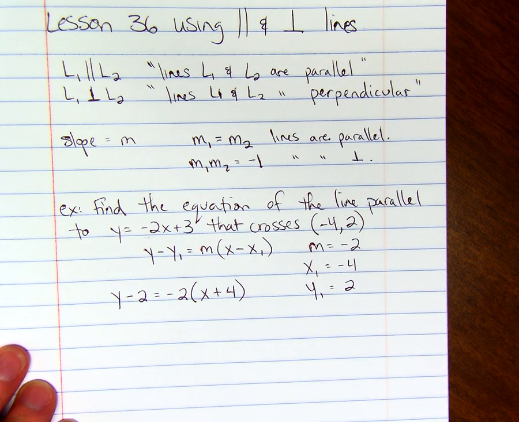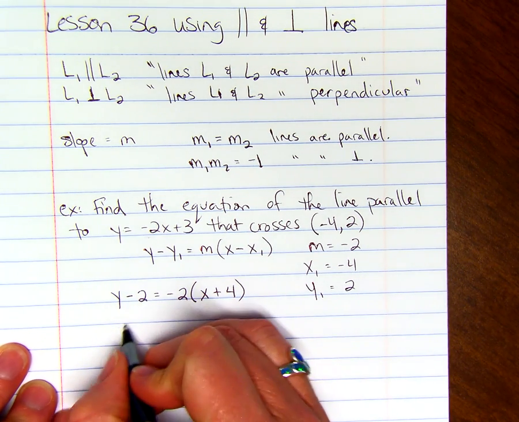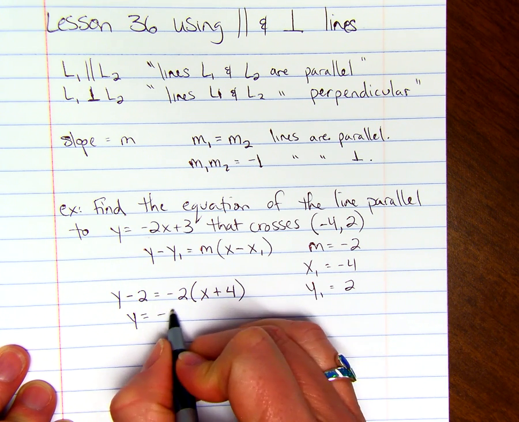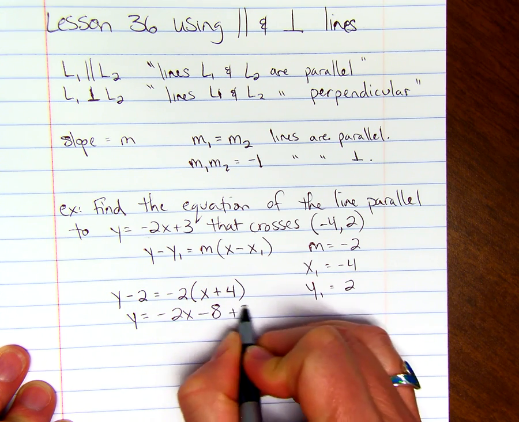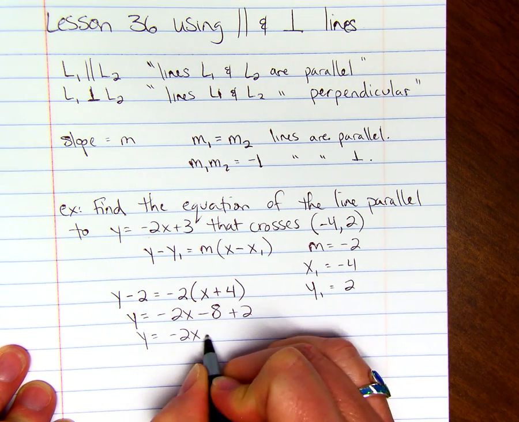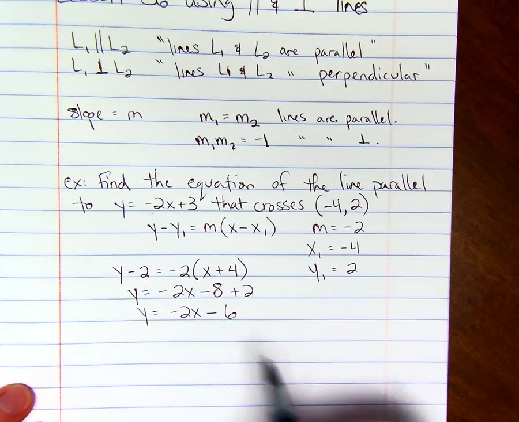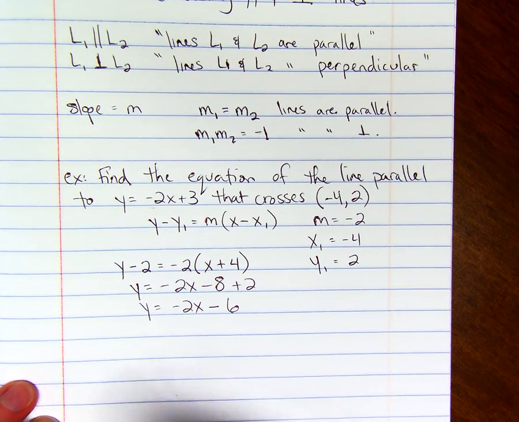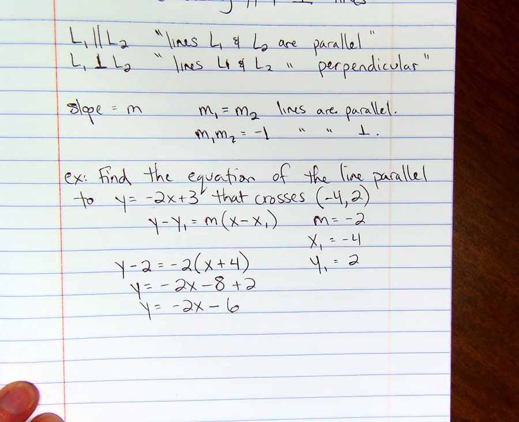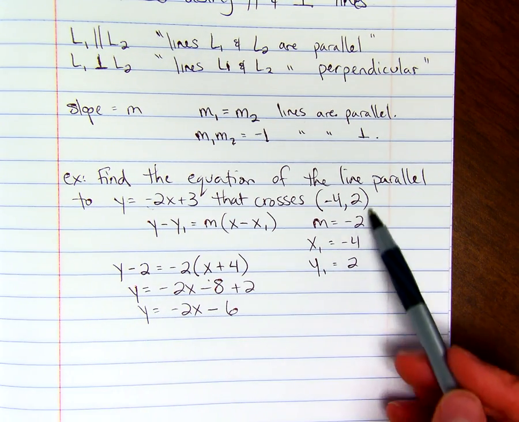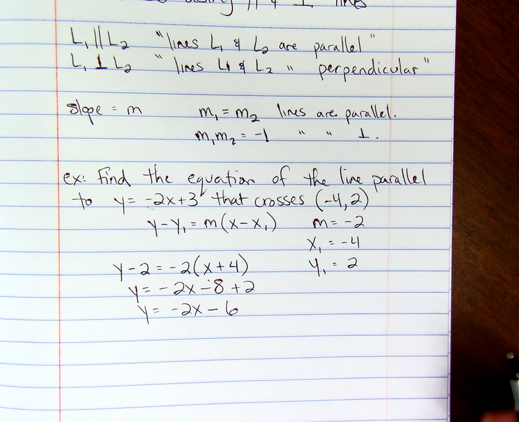If you want it in slope-intercept form, you just solve for y. So you would just add 2 to both sides, distribute this -2, so -2x minus 8 plus 2. So y equals -2x minus 6. And so that's it in slope-intercept, but either way, they're both equations of the line. You could do the same thing if it said perpendicular to, you would just put your slope as the opposite reciprocal, and that would work.